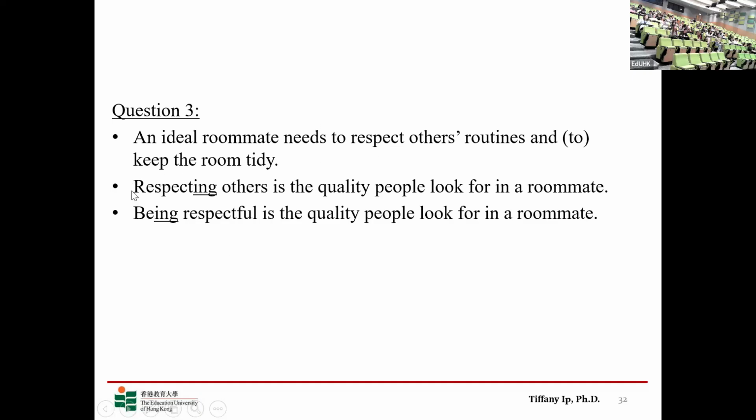Or if you put the quality at the beginning, as a noun in the subject position, and use the ing form: respecting others is the quality people look for in a roommate, or being respectful is the quality people look for.